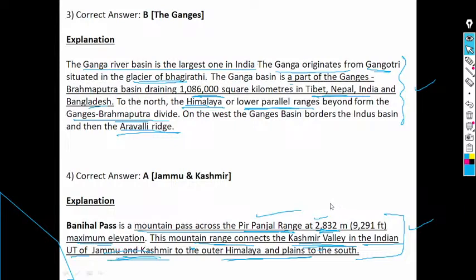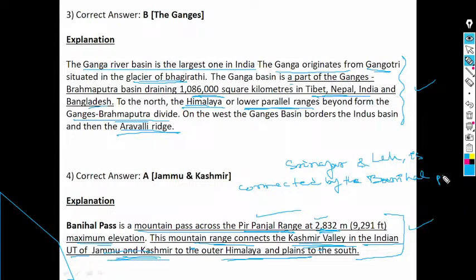And this Banihal Pass connects Srinagar and Leh. Because of the Banihal Pass, Srinagar and Leh are connected.